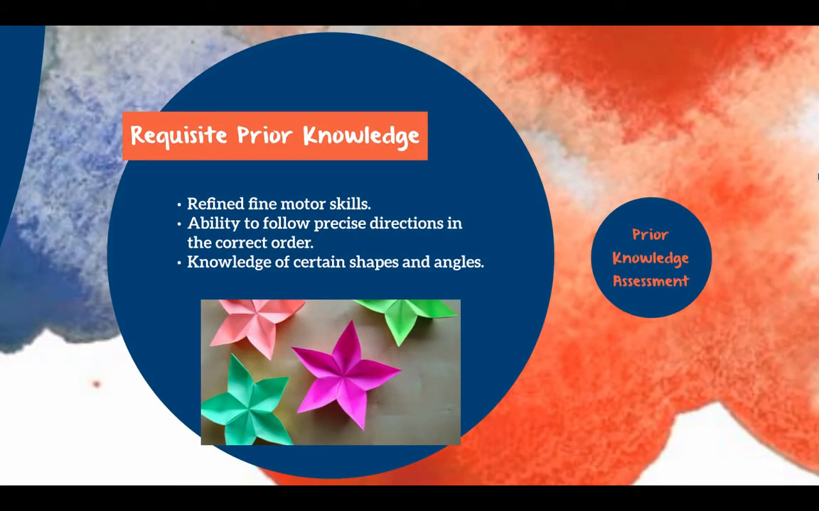It is incredibly important to determine the prior knowledge of the learner. In order to create an origami structure, learners must have refined fine motor skills, as origami requires delicate folds and oftentimes many fingers must be used simultaneously. Learners must be able to follow precise directions in the correct order. If they have difficulty with this, they will not be able to create the origami structure they are trying to make. Finally, learners should have knowledge of certain shapes and certain angles.